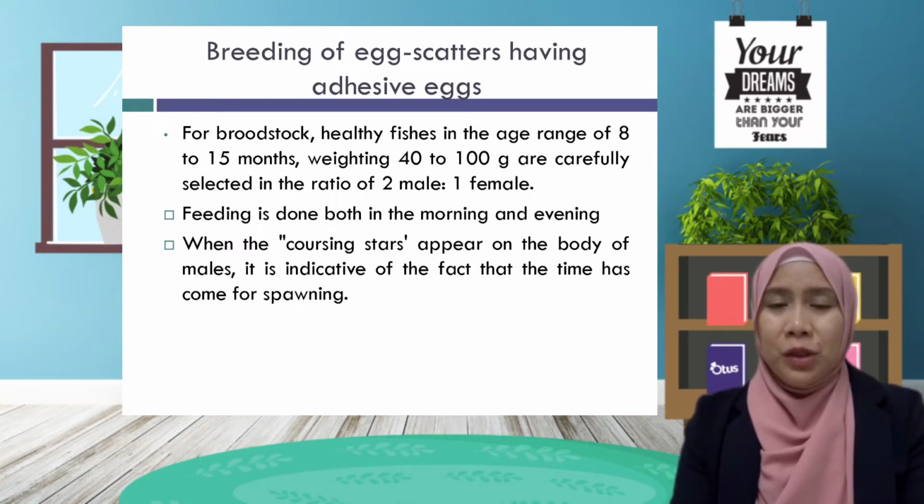When the tubercles appear on the body of males, it is indicative of the fact that the time has come for spawning. Before taking up the breeding, tanks are disinfected with a 1 ppm solution of potassium permanganate, washed thoroughly, and then filled with fresh water.